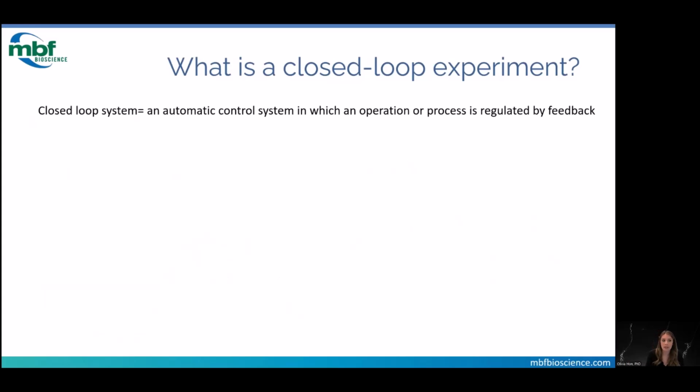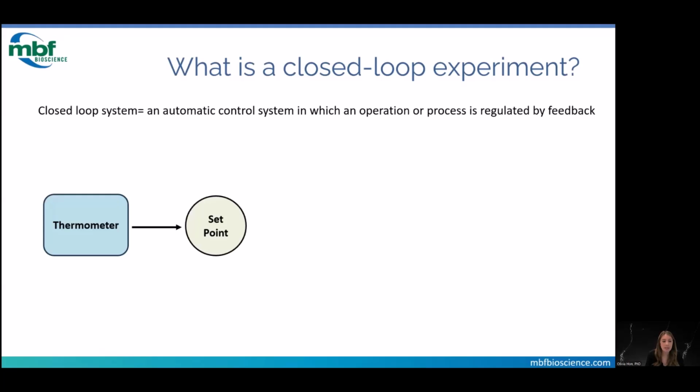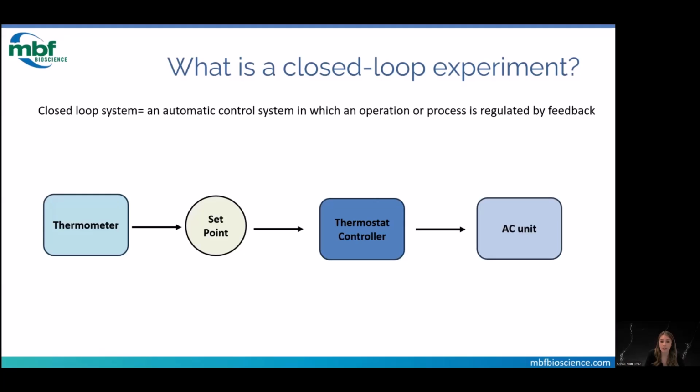The simplest example of a closed loop system is a thermostat. If we think about a thermostat, you have a thermometer that's sampling the temperature of the air, and then you set some threshold of temperature for which, if the temperature exceeds this set point, the thermostat will turn on the AC. This information gets fed to the thermostat controller, which then decides whether or not to turn on the air conditioning unit, which then changes the air temperature and goes back and alters the temperature read by the thermometer. This is the easiest example of how a closed loop system works.